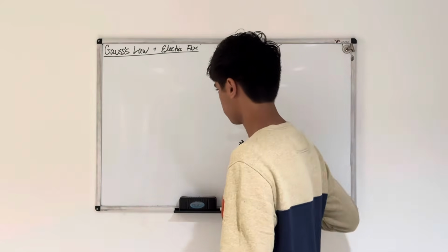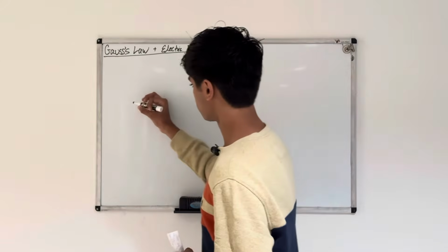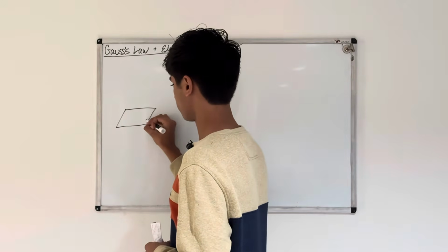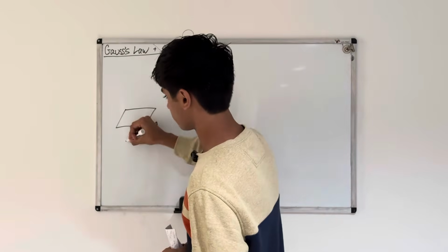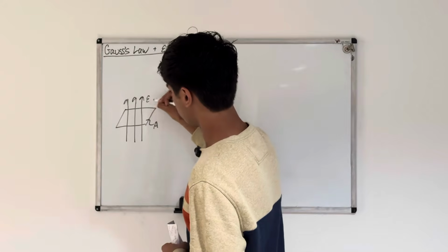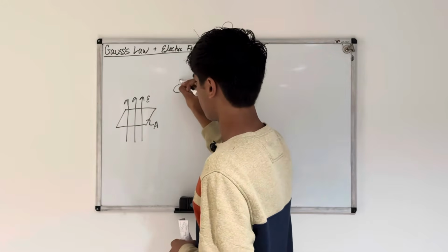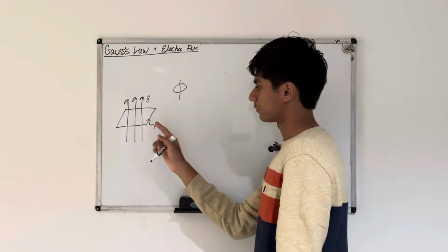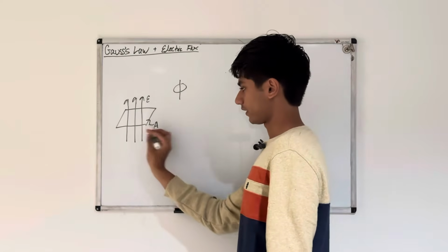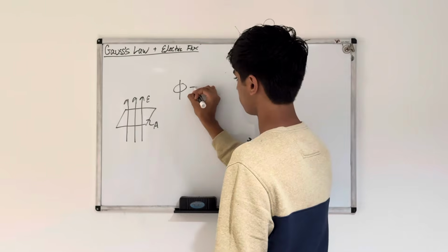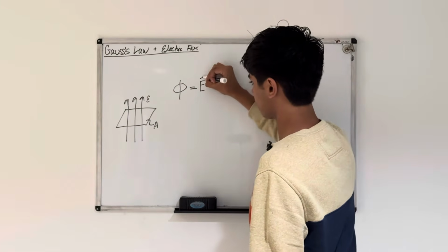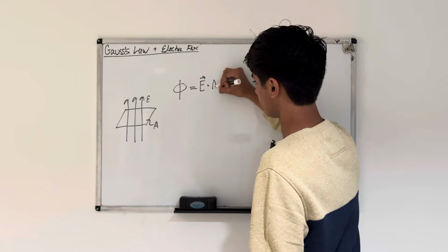If we're looking at it visually, we have a plane, for example, call it of area A, and we have electric field going through it, E. So flux, which is given the symbol phi, is equal to the amount of electric field vectors going through this area A. Mathematically, the way we define it is as the dot product between the electric field and the area.